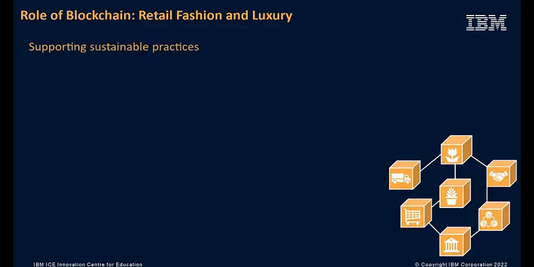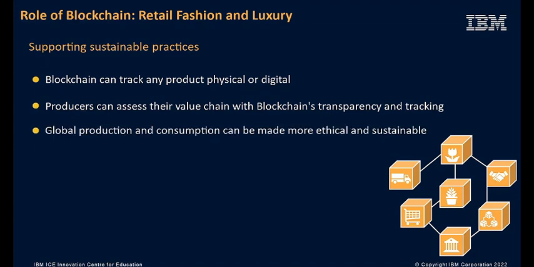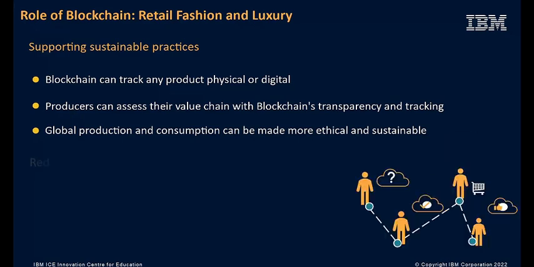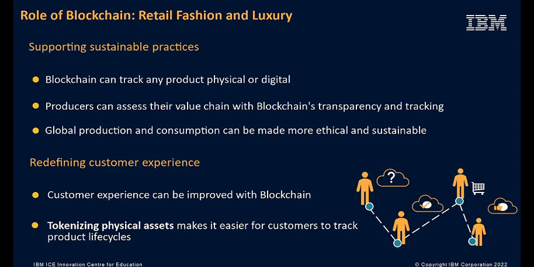Sustainable practices. Blockchain can track any product, physical or digital. Producers can assess their value chain with blockchain's transparency and tracking. It also makes sure third-party products are labeled properly. Global production and consumption can be made more ethical and sustainable with blockchain. Redefining customer experience. Customer experience can be improved with blockchain. Tokenizing physical assets makes it easier for customers to track product life cycles.